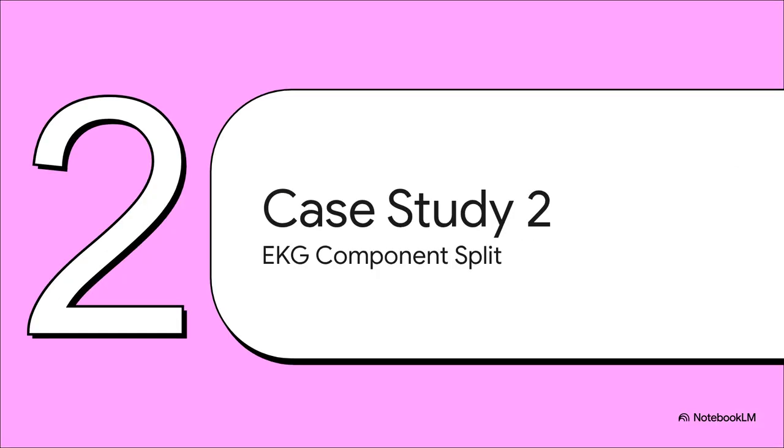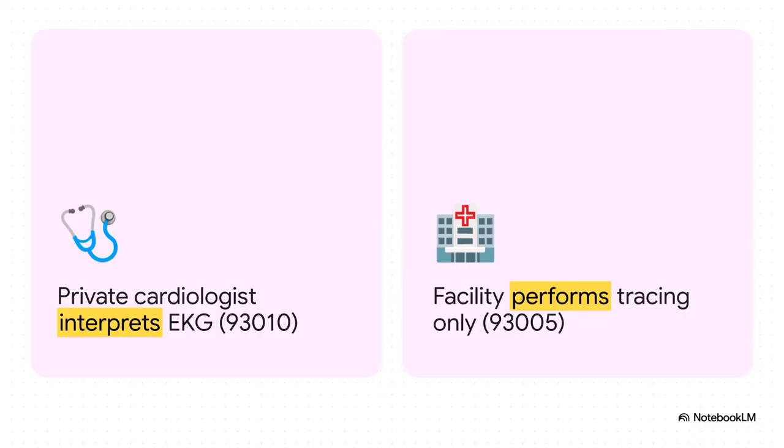Moving right along to case study 2, EKG component splitting. You know cardiology questions love to test exactly who did what. So, who actually gets billed when these diagnostic tasks are divided up? This is a perfect illustration of the component split. Let's look at scenario A. Here, a private cardiologist only dictates the written report, but they don't actually own the equipment in the outpatient hospital. That is just the professional component, so we report 93010 only. Now contrast that with scenario B, where an independent diagnostic testing facility performs the tracing, but there's no physician interpretation. That's the technical component, so you'd only use code 93005.